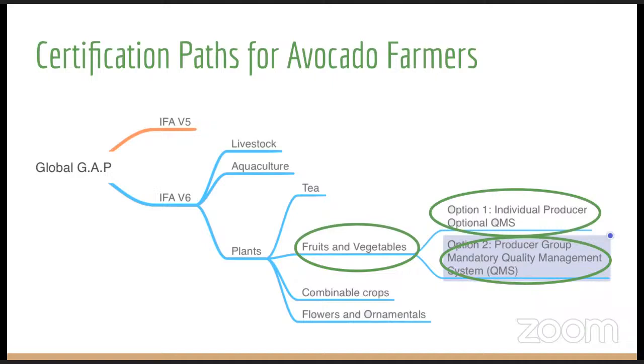There are advantages and disadvantages to these two options, and as we go, I'll talk about that a little bit more, cost being one of them, especially for smaller players. Option one is what most of the large producers and big commercial farmers would use, but it's a lot more expensive than option two, where you go in as a group.